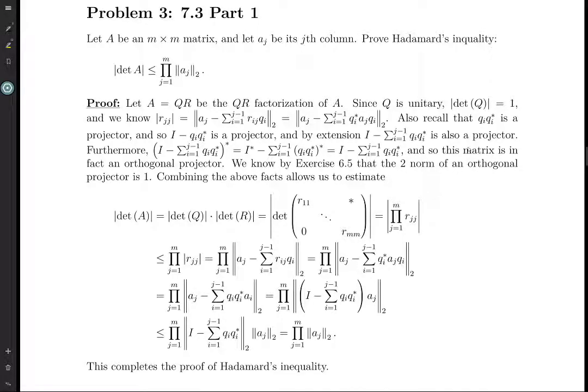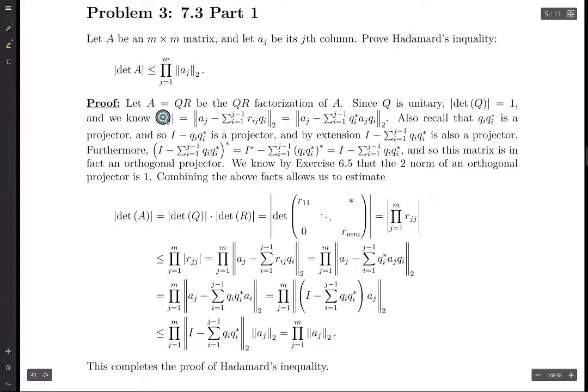Alright, so here's a nice problem. We have something called Hadamard's Inequality, which is given by this. Now this problem also asks, in the textbook it asks you to give a geometric proof of this inequality, and we're not going to do that. So anyways, ignoring that part, this comes from the section on QR factorization, so you think maybe that will be useful, and it turns out it is.